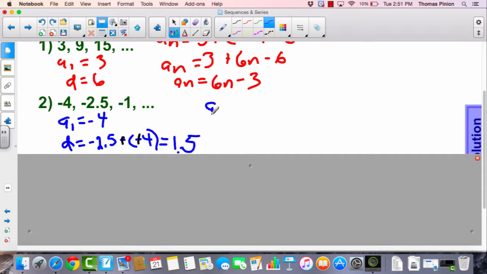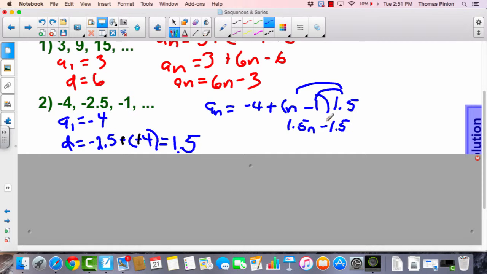So now we're going to have A sub n equals our first term of negative 4 plus n minus 1 times d, which is 1.5. Distribute your 1.5, you get 1.5n minus 1.5. Bring down your negative 4. And then finally you're left with A sub n equals, put your 1.5n in first, negative 4 minus 1.5 is going to be negative 5.5.